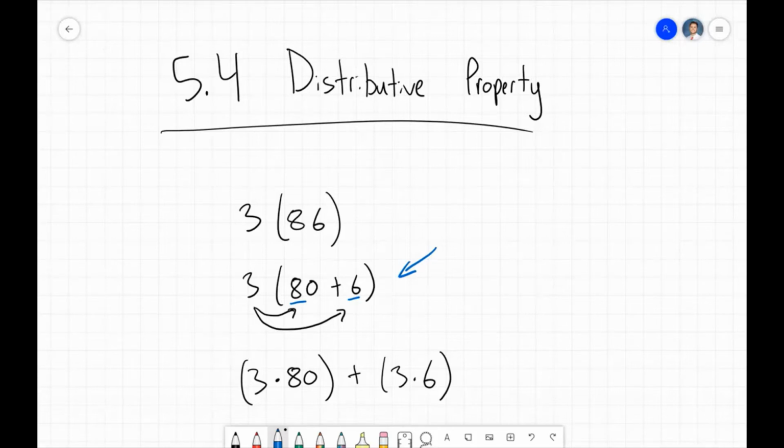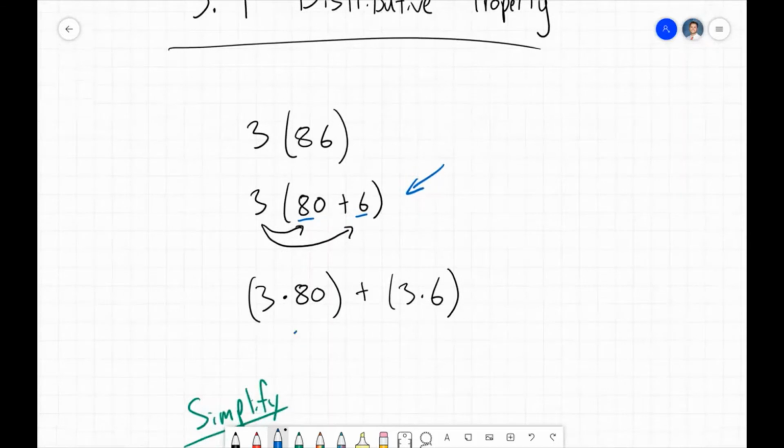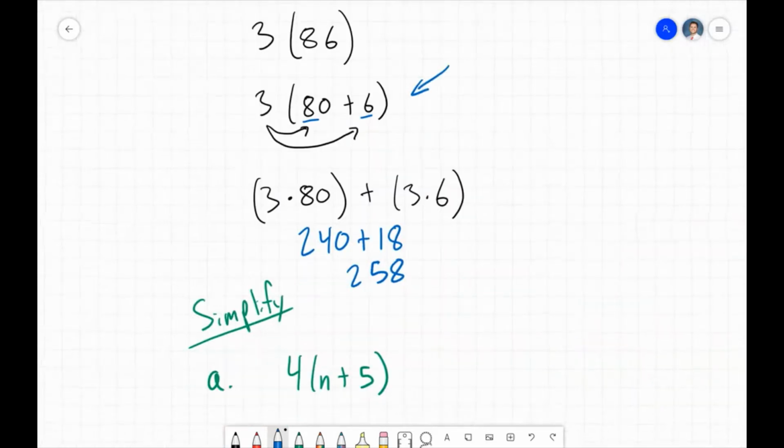3 times 80 would be 240. 3 times 6 would be 18. And we could add 240 plus 18 to get 258. So that's a quick look at the distributive property. We can also use it to help us with algebraic expressions as well.